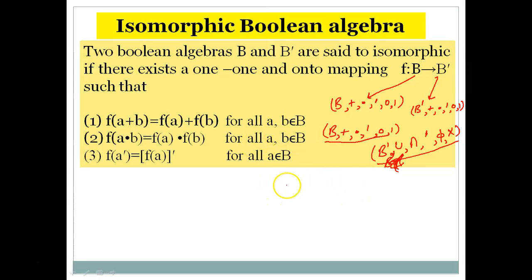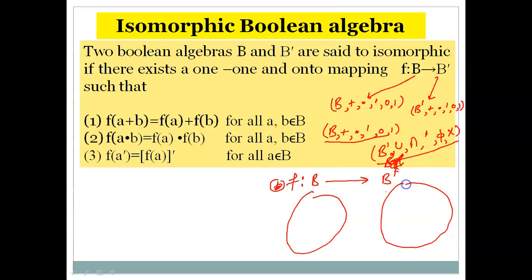In that situation, the properties will be written in this way, because you are defining the function from B to B dash. Here the elements may be some numbers, and here the elements are, you can say, sets. So if you want to define a 1-1 and onto mapping, then for every element here there must be one element here, and for every element here there must be some element there. So this kind of 1-1 and onto mapping you have to define so that these properties are satisfied.